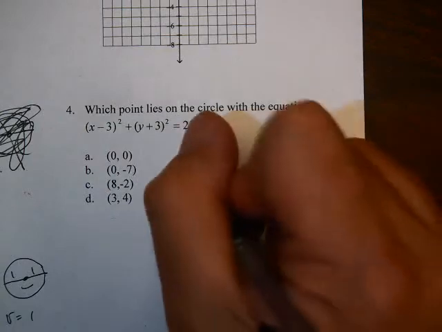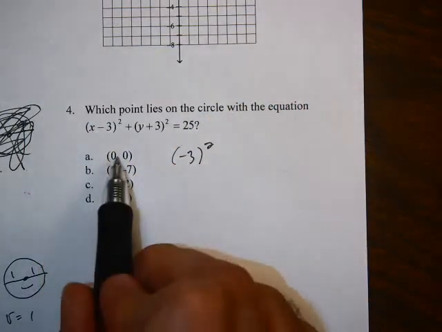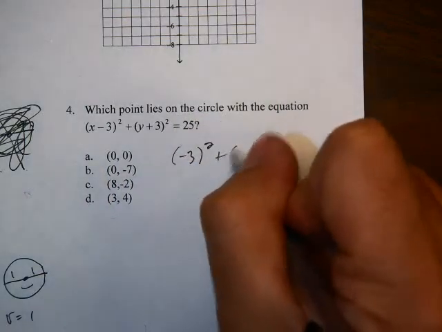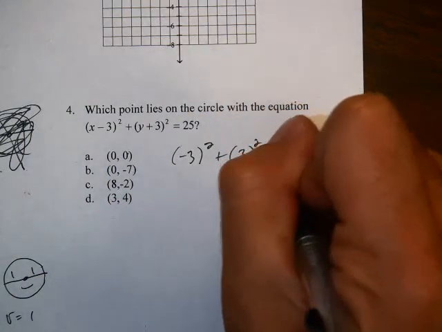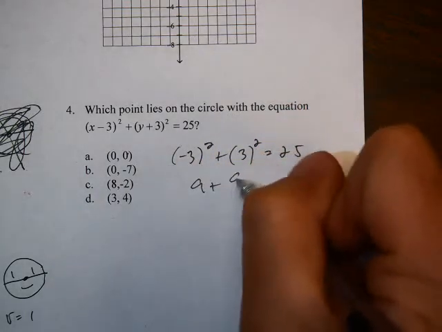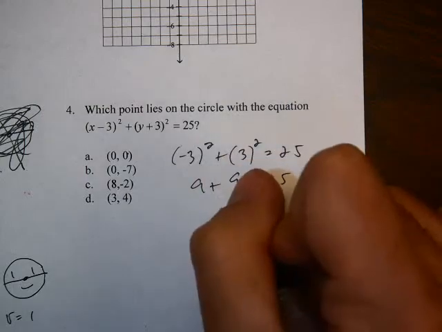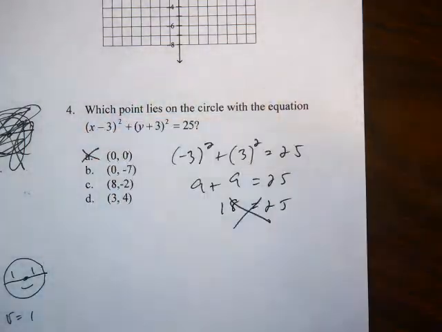Now if I plug in the zeros, that just becomes negative 3 squared. I'm plugging into the x first, 0 into this x, plus, then 0 into this y, that becomes 0 plus 3, or 3 squared, equals 25. This squared is 9, this squared is 9. 9 plus 9 is 18, which does not work, so it's not option A.